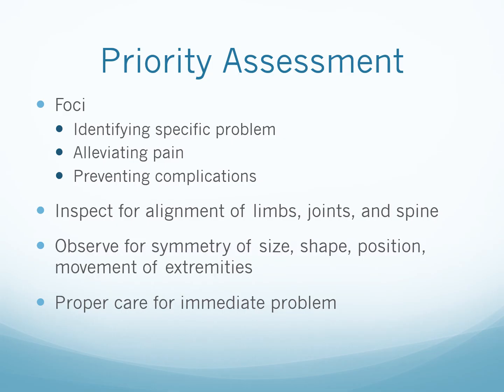Some musculoskeletal findings that require urgent intervention would be suspected fractures, neurovascular compromise, severe pain, loss of circulation, inability to bear weight, and acute spinal injury. These are situations where safety and stabilization come before completing a full assessment.